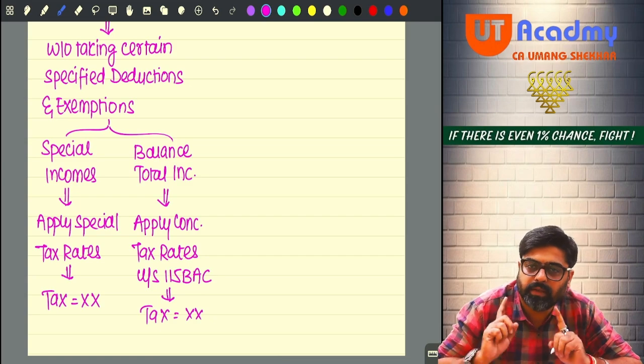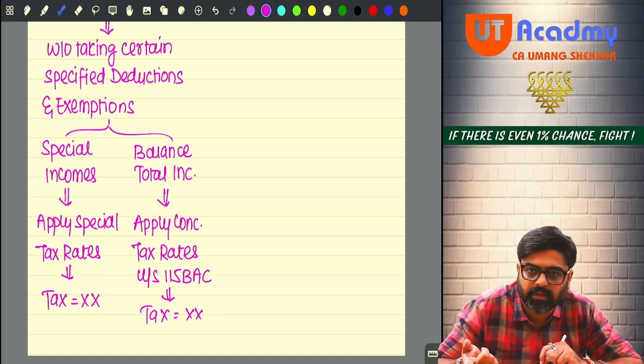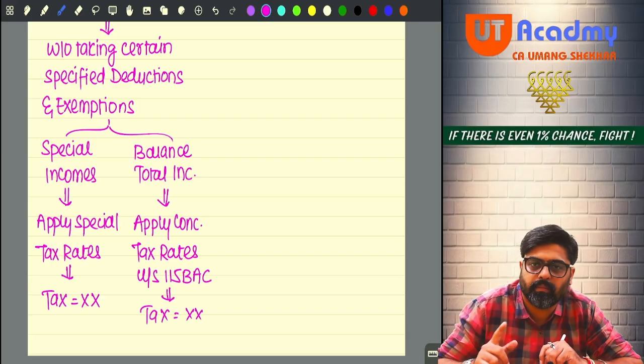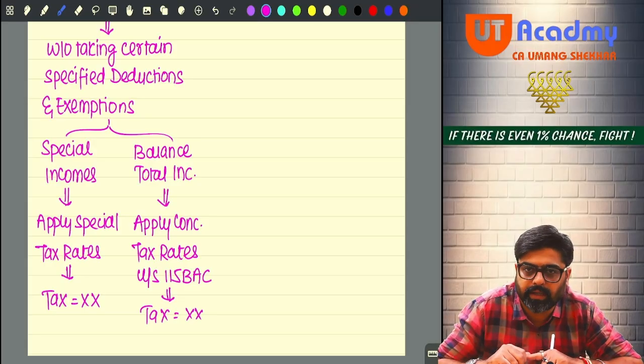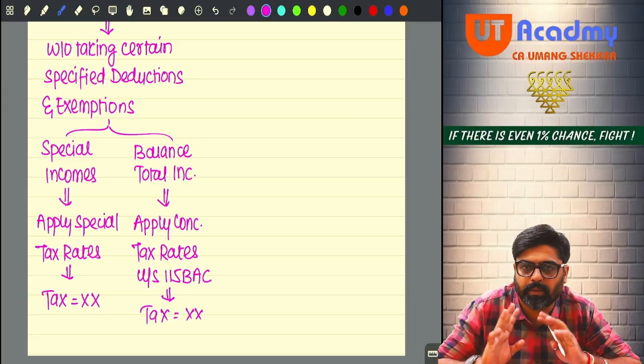Now add both of these taxes, you will get tax on total income, then surcharge, rebate, 4% cess, gross tax liability. TDS, TCS, advance tax you reduce. Then you can reduce what? Your relief under section 89. All those things are same. But your basic tax liability calculation will happen like this.